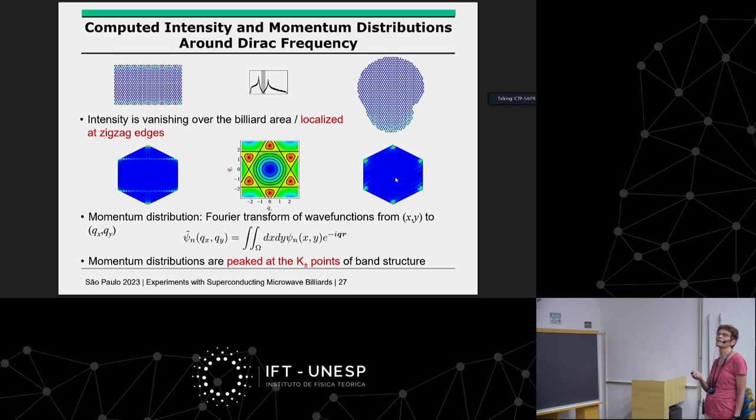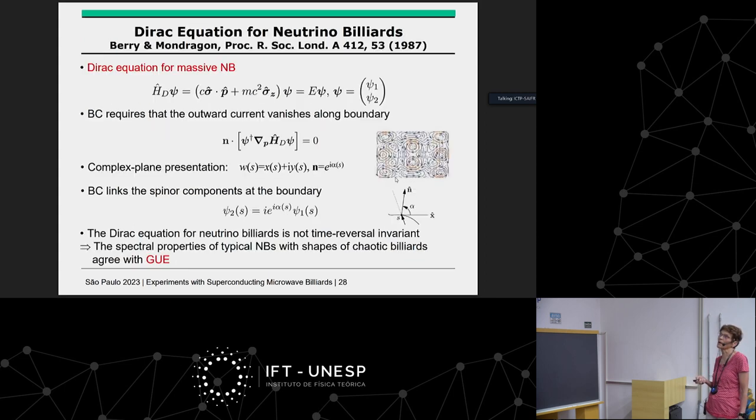They are peaked at the corners, and blue means vanishing momentum distribution. Here you cannot really see it, but here you clearly can see that the momentum distributions around the Dirac point are localized at the six corners of the first Brillouin zone. As I explained already, in the region of these Dirac points, the system is described by the Dirac equation for a spin 1/2 particle.